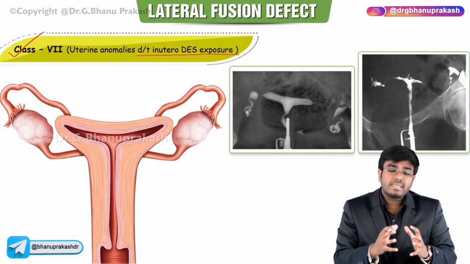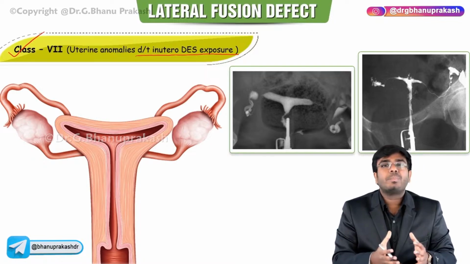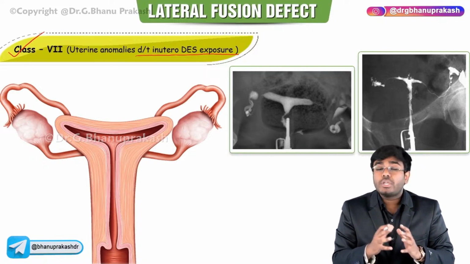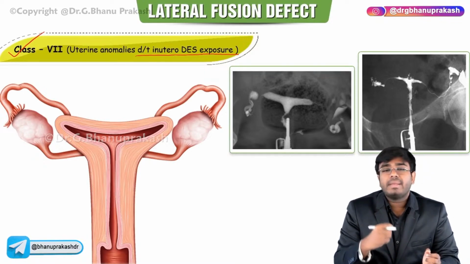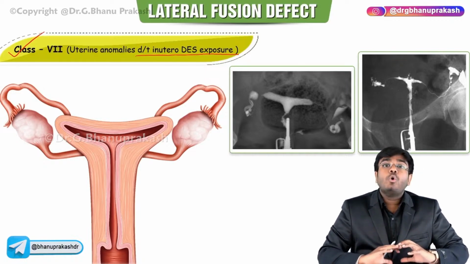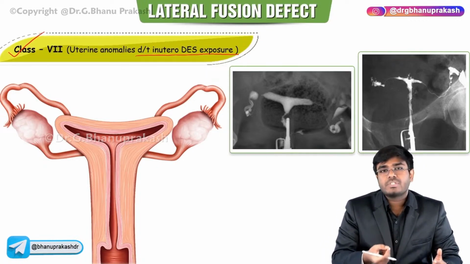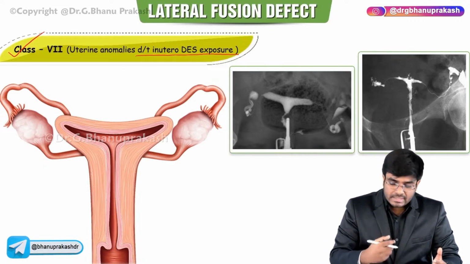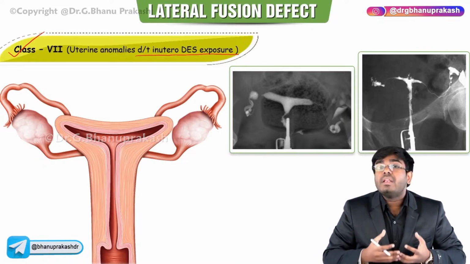See, diethylstilbestrol is a synthetic estrogen drug which was used previously, but these days we are not using it because of its adverse effects. Using diethylstilbestrol during pregnancy will cause uterine abnormalities in the growing fetus. If the mother takes diethylstilbestrol, it will cause uterine anomalies in the growing female fetus.